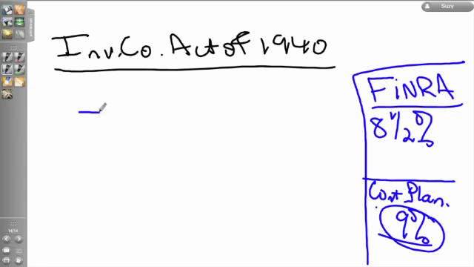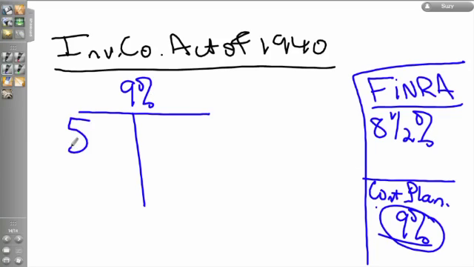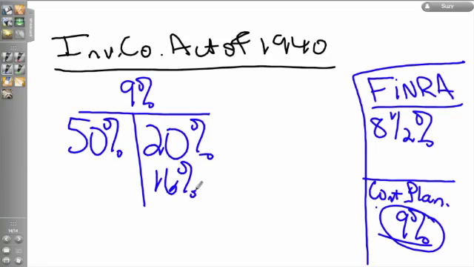So what I end up doing here is I make a little table of some sales charges that you need to know, and I'll explain what they mean in a sec. So we've got 9% on the top, and then on one side we're going to have 50%, and on the other side we're going to have 20%, and below the 20 we're going to have 16, and next to that we're going to put 4 years, okay?